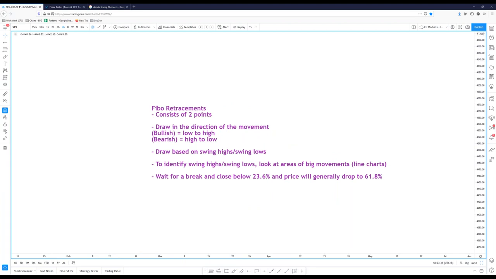Ronnie is saying that you cannot see my screen. Can you guys see my screen? Yeah. No worries, Ronnie. Thanks for pointing that out.